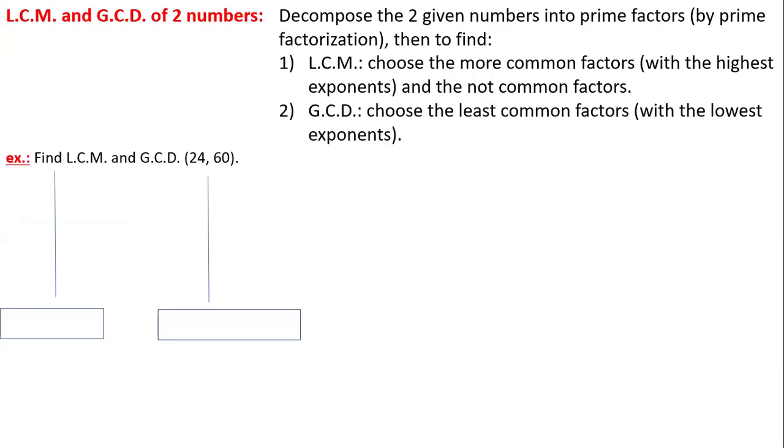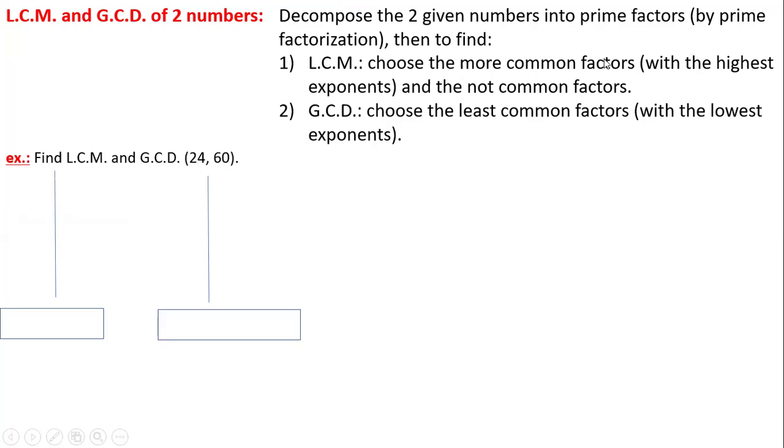The LCM and the GCD of two numbers. Of course, LCM is the least common multiple between two numbers, and the GCD is the greatest common divisor of two numbers. To find the LCM and the GCD of any two numbers, we should decompose the two given numbers into prime factors using the prime factorization method. Let me give you an example. Suppose I want to find the LCM and the GCD between 24 and 60. So the two given numbers are 24 and 60.